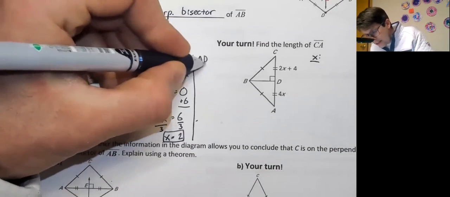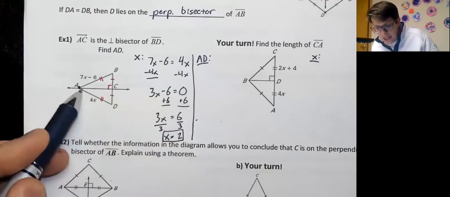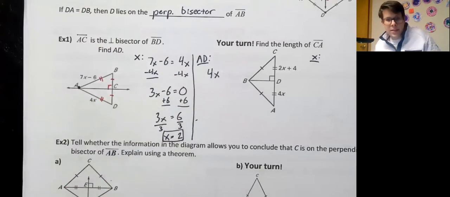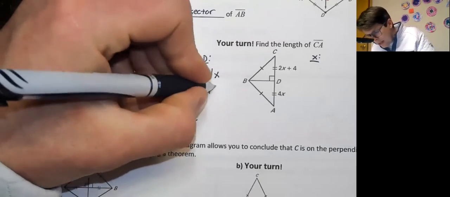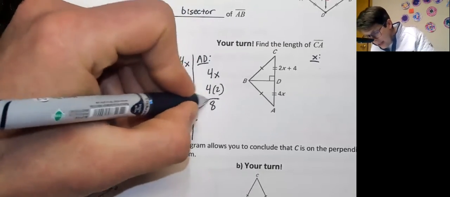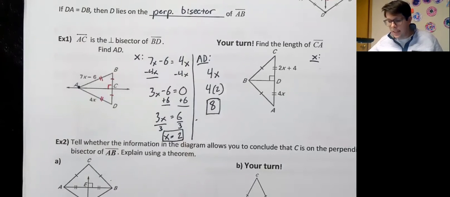So let's see if we can now take that information that we just collected about x and use it to find AD. Well, on our drawing, AD is labeled as 4x. And I also know now that x is equal to 2. So that means that if I plug a 2 in there, then I should be able to get my distance for AD, and I get 8.